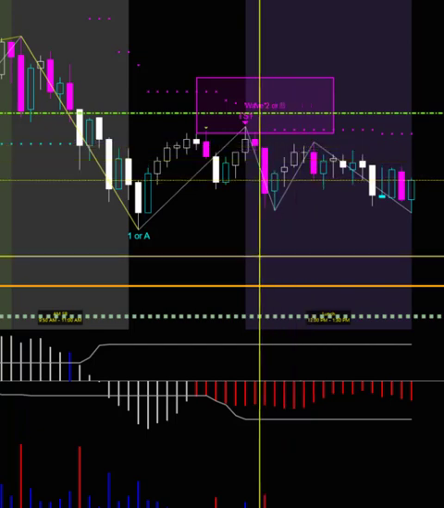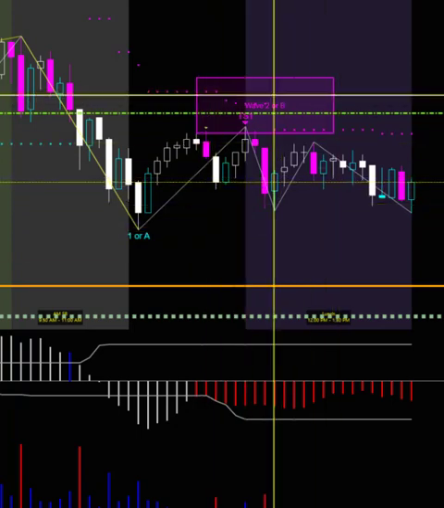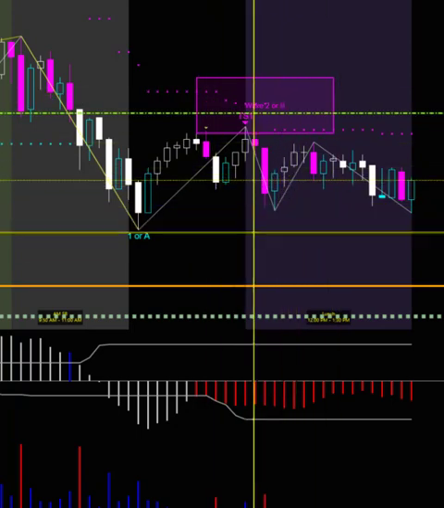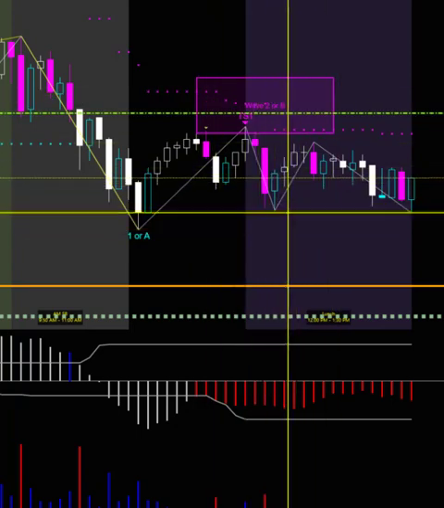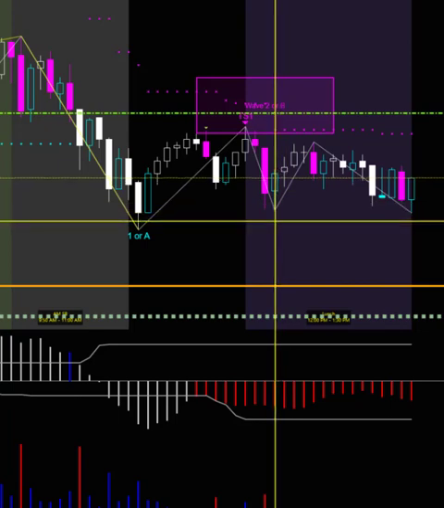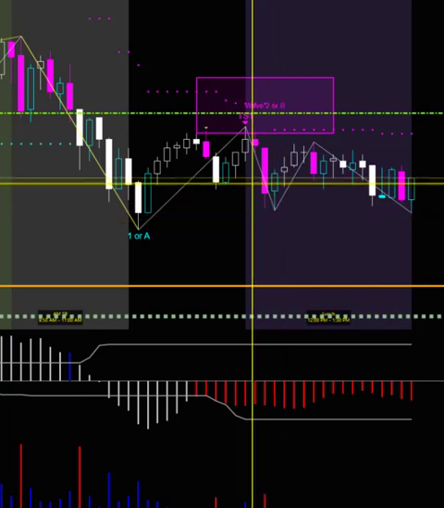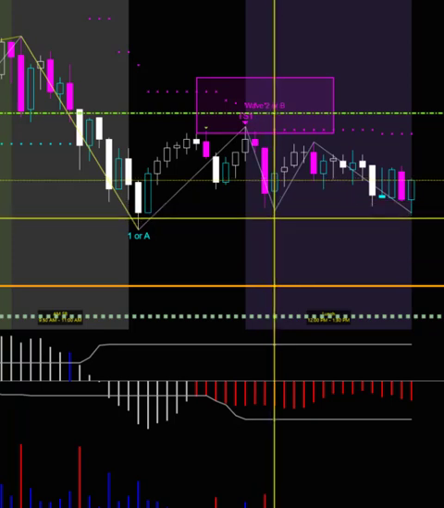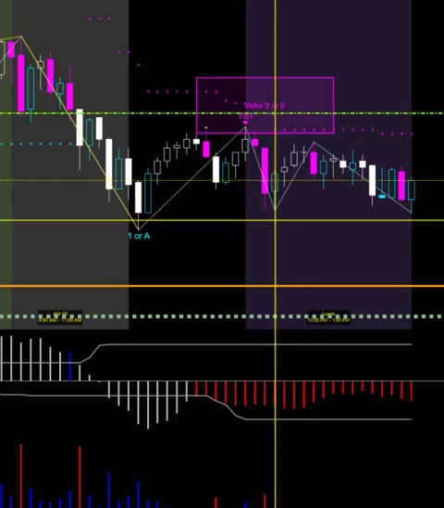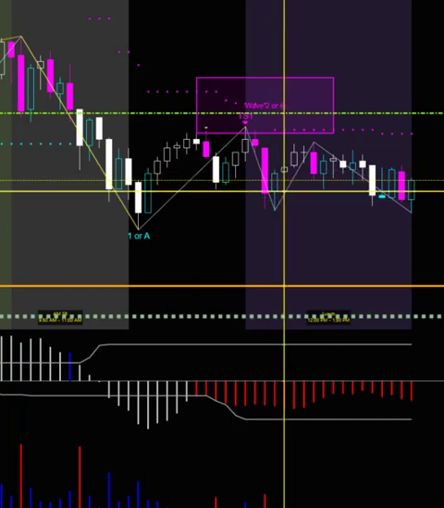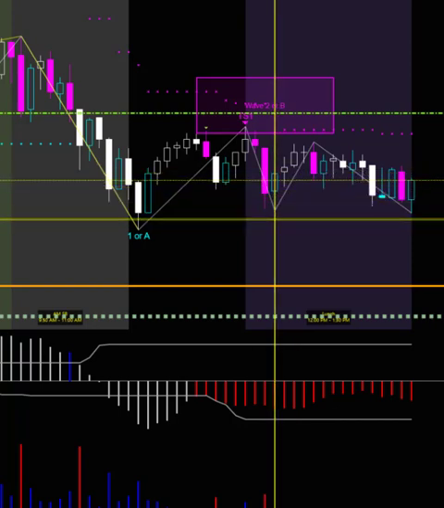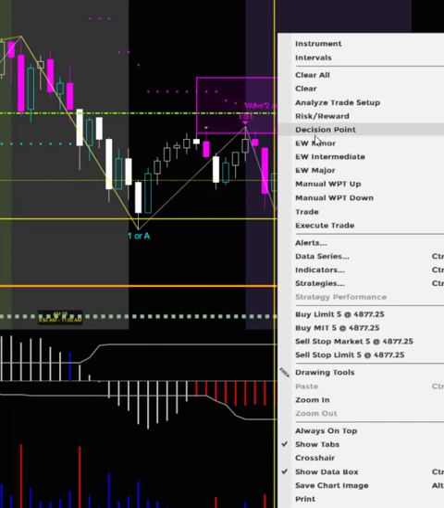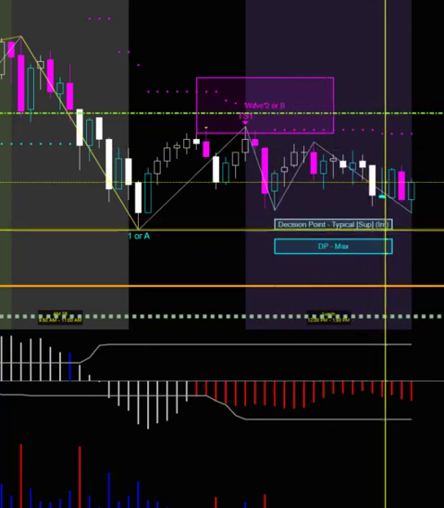Now the next thing I want to show you is, okay, well that's great. How do we know when to get out of the trade? Well, there's a couple of different ways that you can do it. We'll go with two methods, 2 areas. So what I want to do is find out where the next level of support is going to be based on this low pivot. So I'm simply going to right click on that pivot, and I'm going to hit decision point, and it's going to put those levels in there for me.